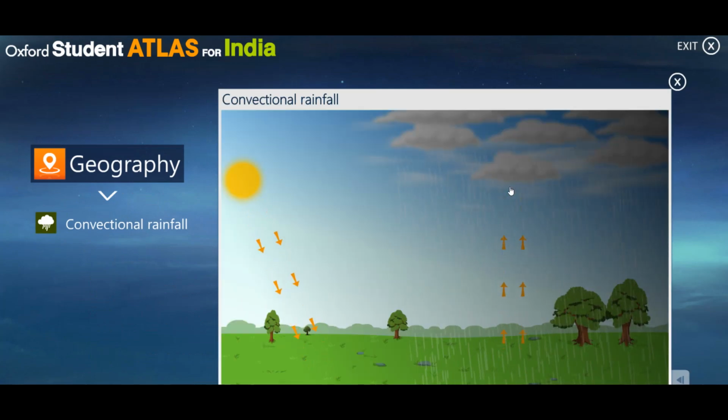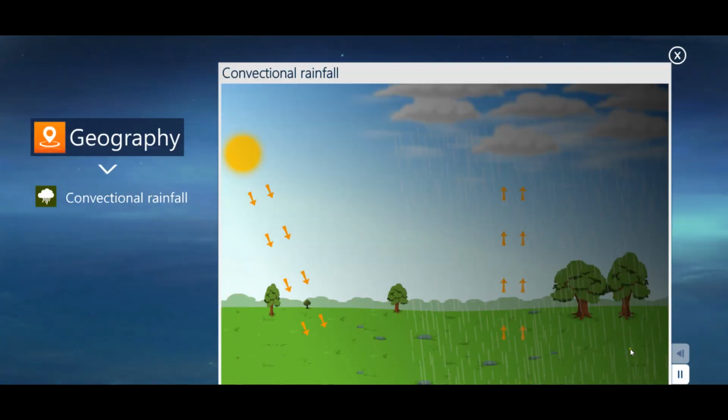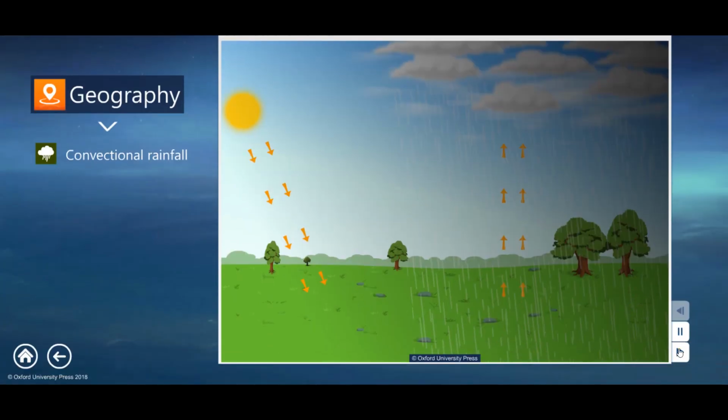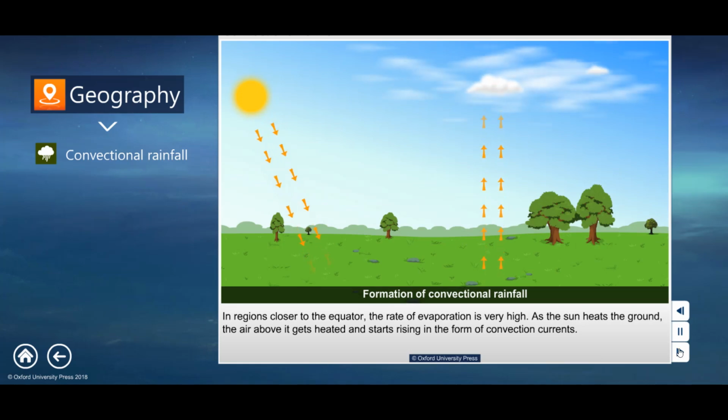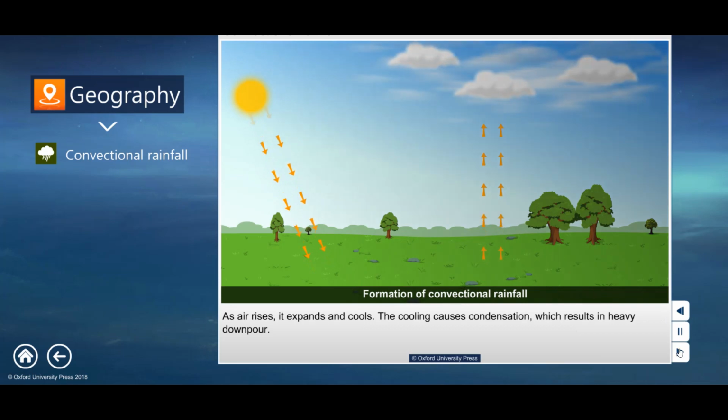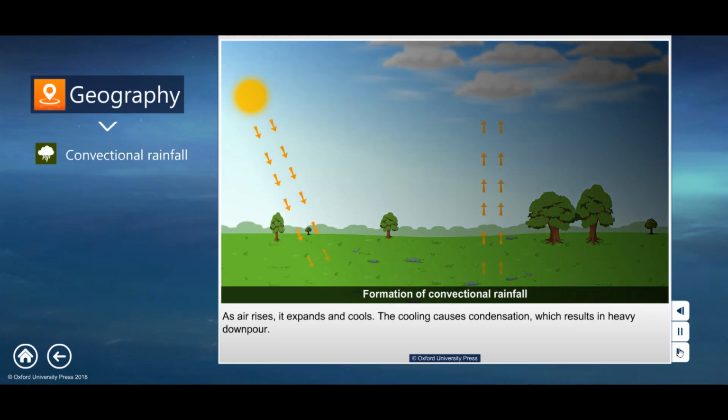Convectional rainfall. In regions closer to the equator, the rate of evaporation is very high. As the sun heats the ground, the air above it gets heated and starts rising in the form of convection currents. As air rises, it expands and cools. The cooling causes condensation, which results in heavy downpour.